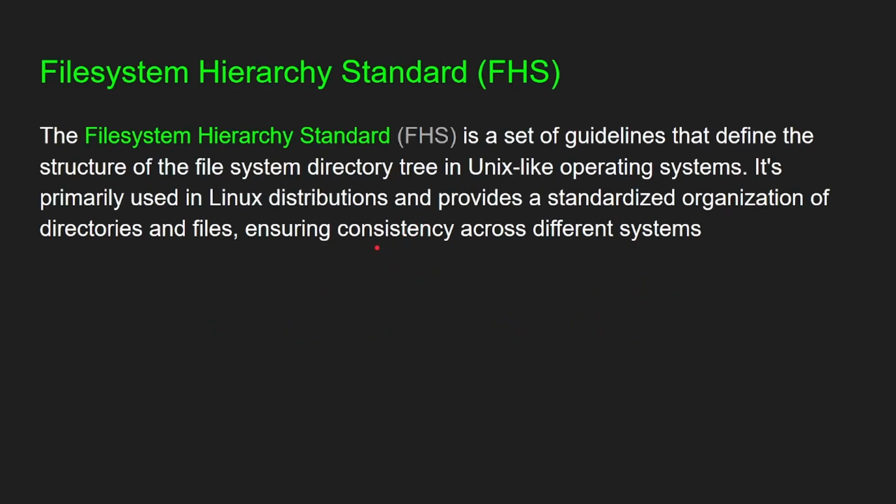The file system hierarchy standard is a set of guidelines that define the structure of the file system directory tree in Unix-like operating systems. It's primarily used in Linux distributions and provides a standardized organization of directories and files, ensuring consistency across different systems.